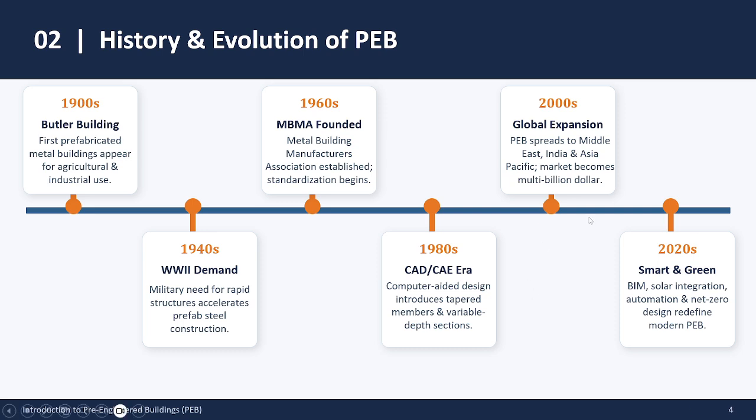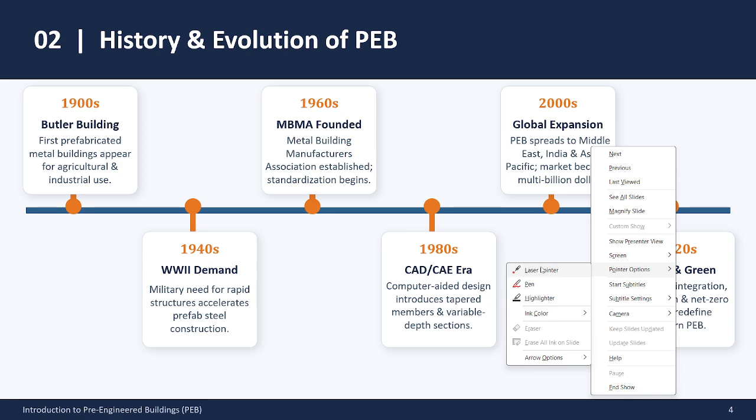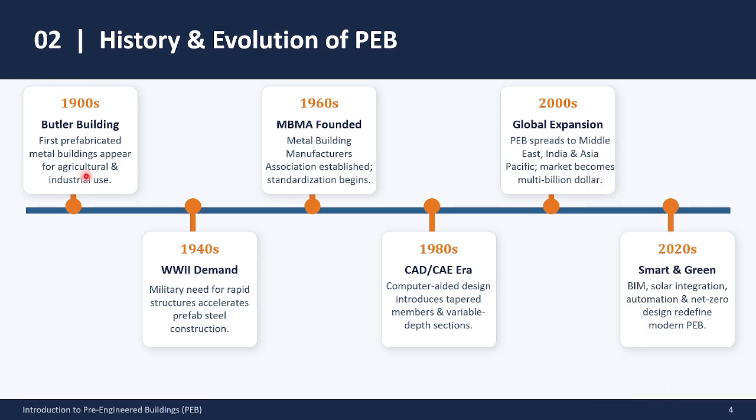PEB did not appear overnight. So let me just switch on the pointer so that you can focus on where I'm speaking. It has evolved over more than a century. The roots go back to the 1900s with the first prefabricated metal buildings. World War II in the 1940s demanded accelerated prefabricated steel construction for military use.